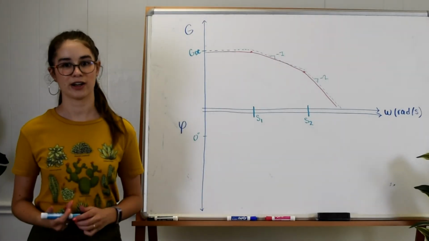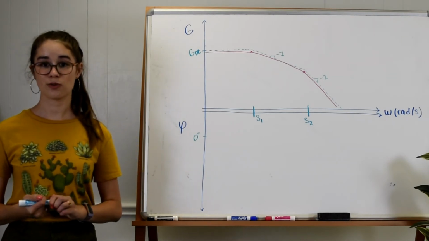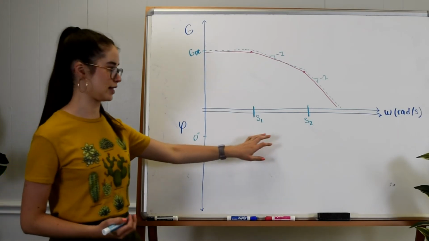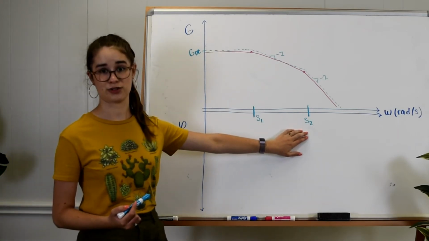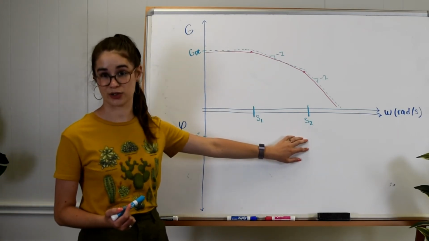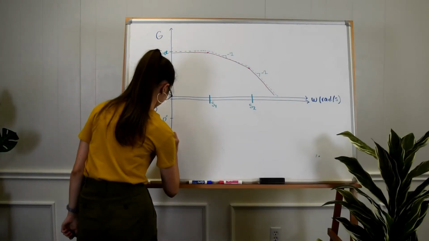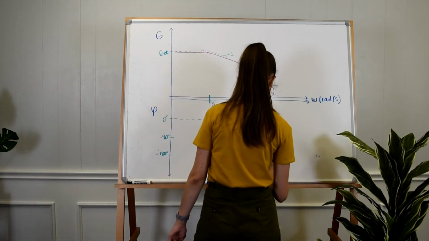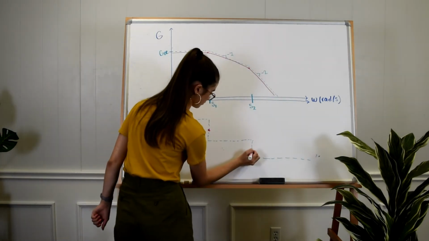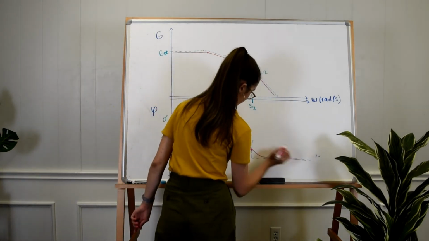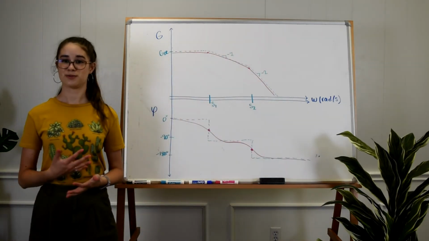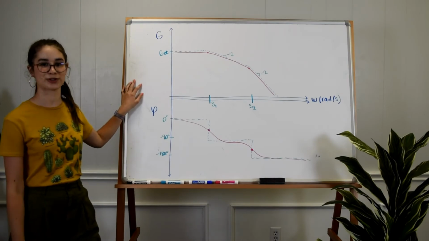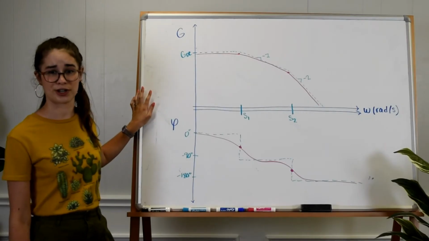And the same pattern kind of holds for the phase. We start horizontal and then drop -90 at our first corner frequency, and then another -90 to -180 at our second corner frequency. So I'm not going to spend too much longer on this because it really kind of looks the same as our first order response, I just want to make sure that we're careful here.